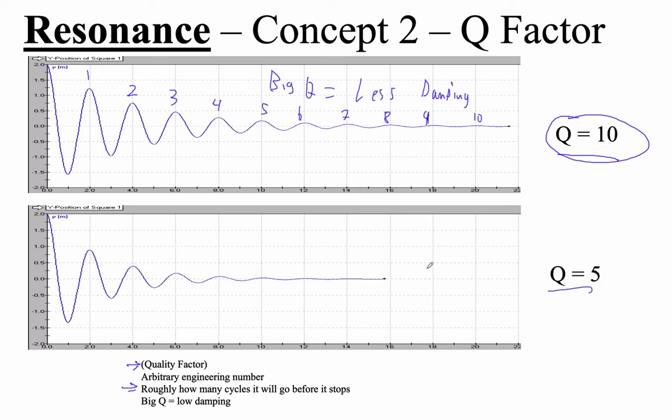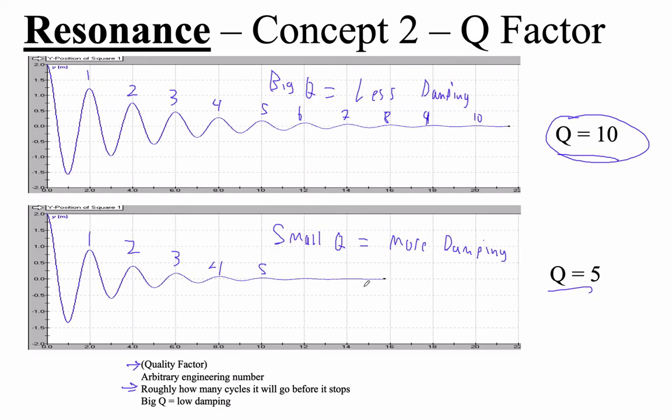This is a smaller Q. So a small Q is more damping. You can see that it only goes 5 times roughly before it stops. 1, 2, 3, 4, 5. Okay? So that's the most important thing. This is, by the way, just an arbitrary unitless number, kind of like the Reynolds number we did in fluid mechanics. Okay, so this is an engineering thing. This is from the engineering subtopic.